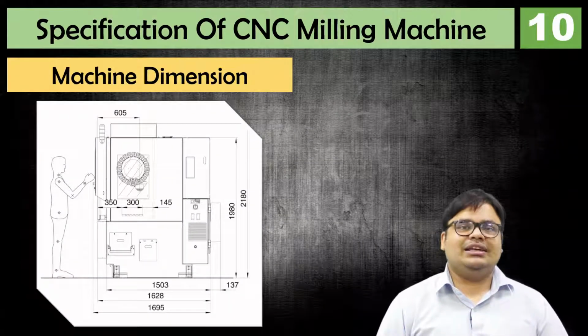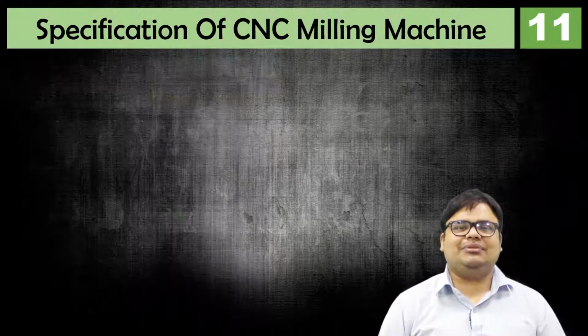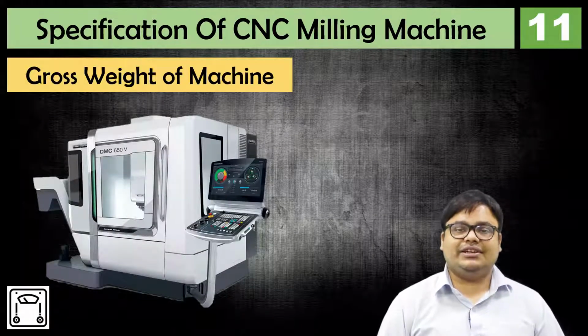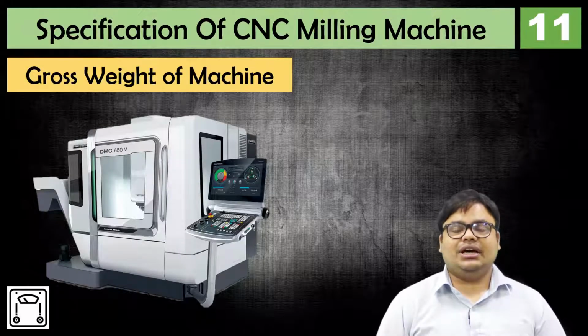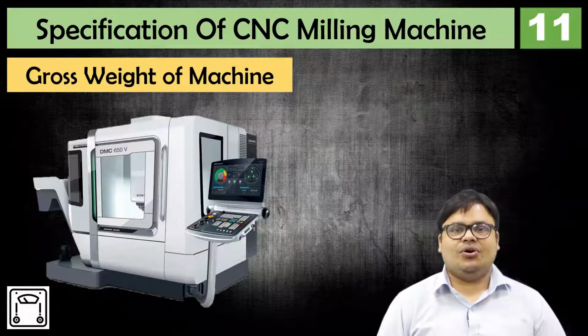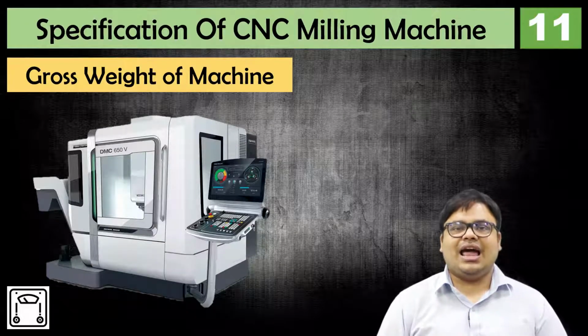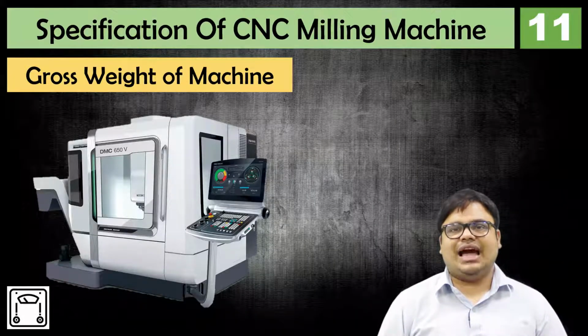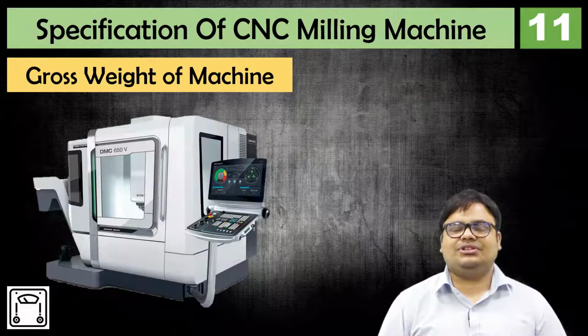So the next one, this is the last one but not the least one, let me tell you, that is the gross weight of the machine. Gross weight of the machine means the total weight of the machine. So why should we know that? When we are going to lift the machine from one place to another, or we are transporting it, we can arrange the crane or the load carrying machines accordingly. So for that purpose the gross weight of the machine should be known.